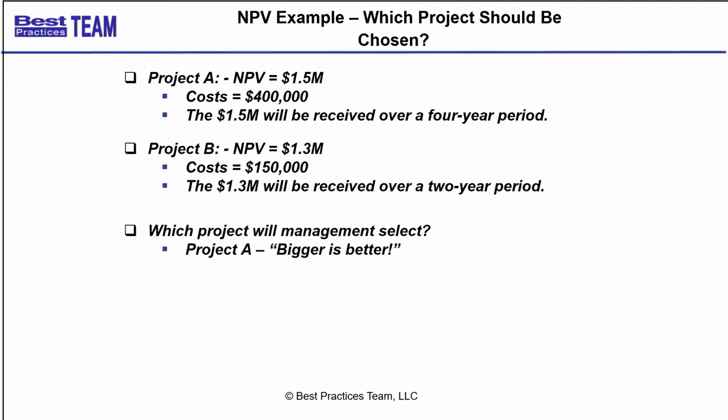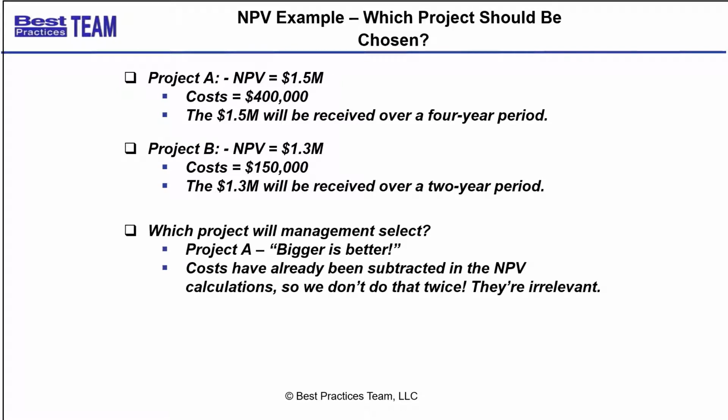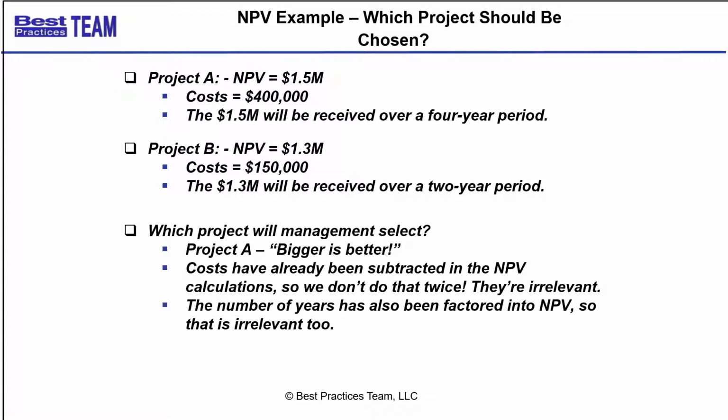Bigger is better. We just simply go with the net present value that's the higher amount. We don't analyze it further. The costs have already been subtracted in the net present value calculation. You don't have to subtract them a second time. That information is irrelevant. Also, the number of years over the product life cycle where we'll be receiving these revenue flows, these cash flows, that's already been factored into net present value too, so you don't have to factor those in. The years are irrelevant, just bigger is better.